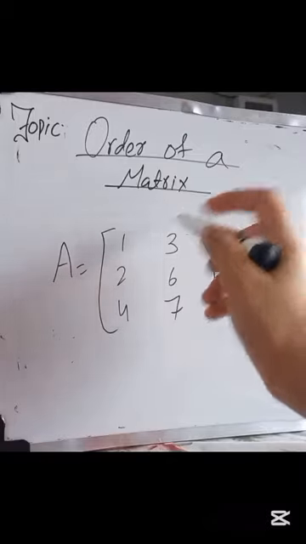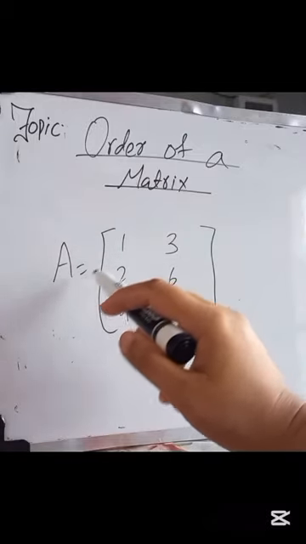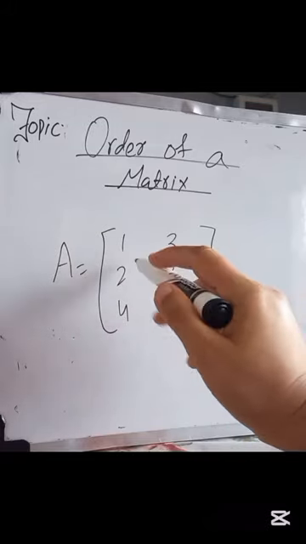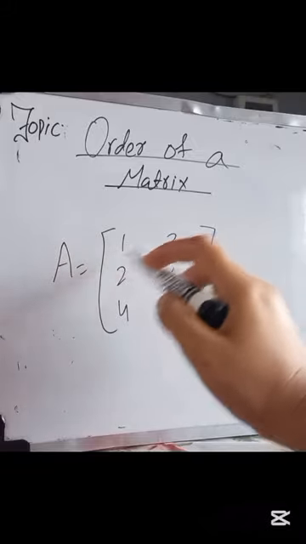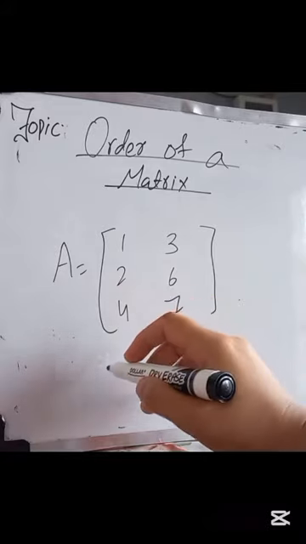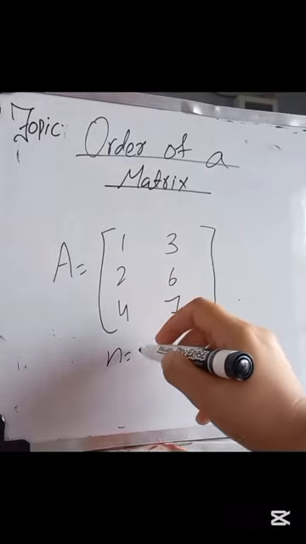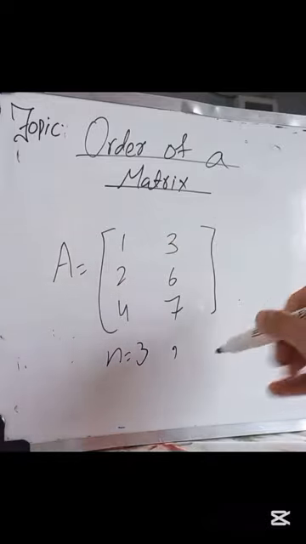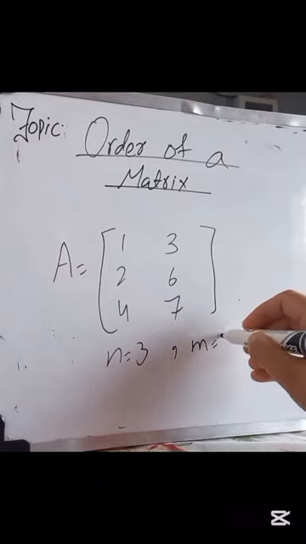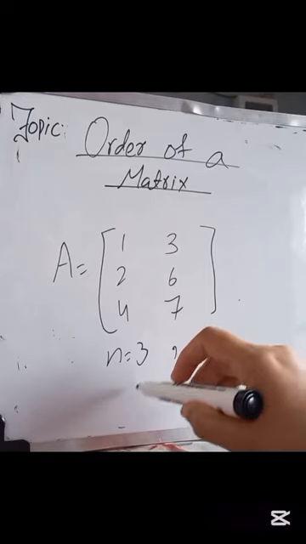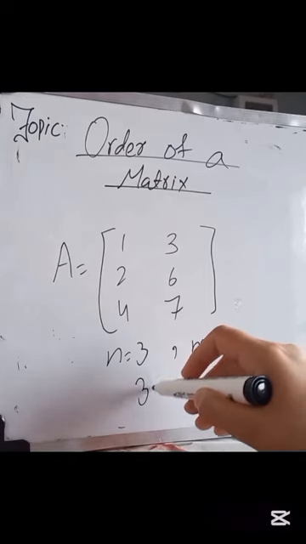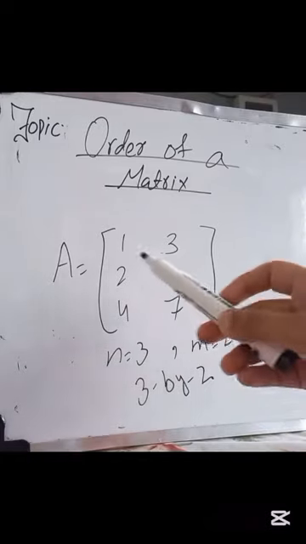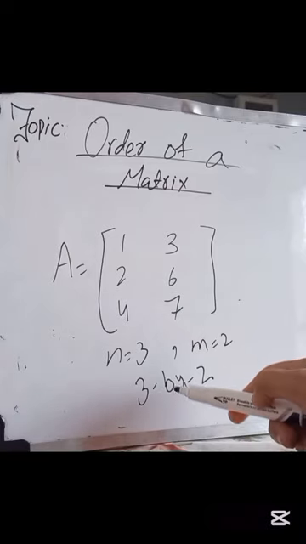Another example of the order of a matrix: if we have a matrix A and the elements of matrix A are 1, 3, 2, 6, 4, 7. So here there are 1, 2, 3 rows, which means m is equal to 3, and how many columns? 1, 2. There are 2 columns, which means n is equal to 2. So we can write it like this, 3 by 2. The order of matrix A is 3 by 2.